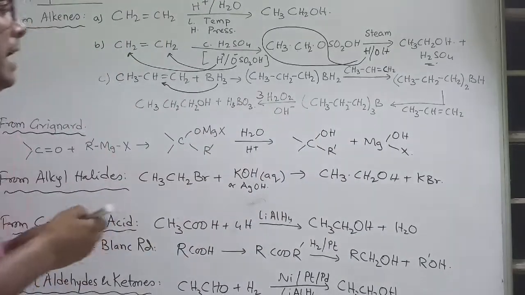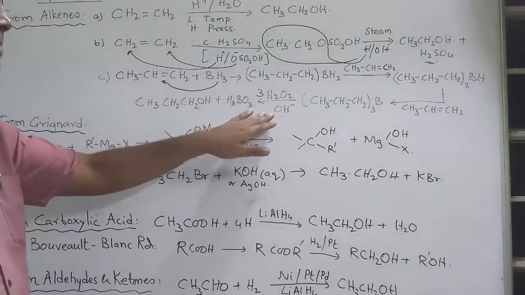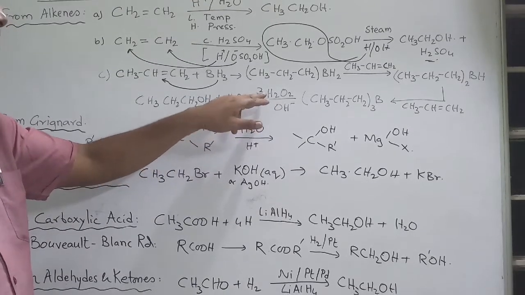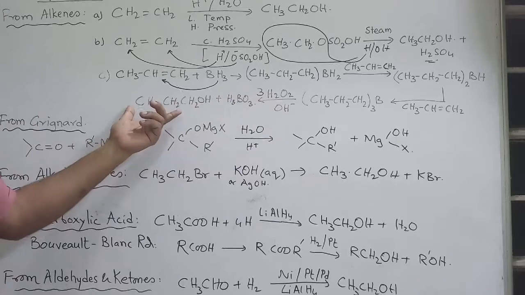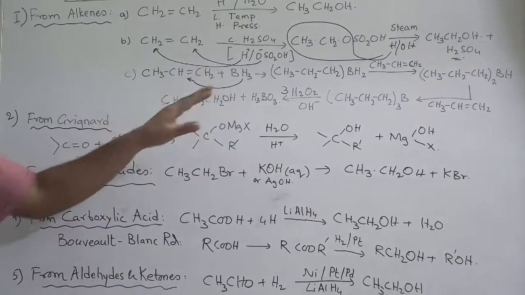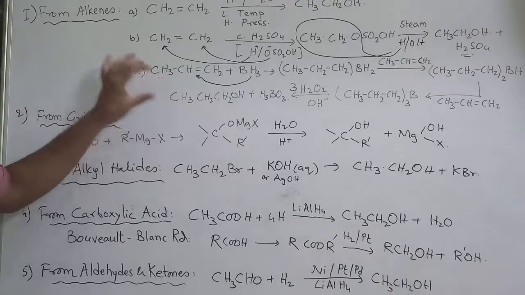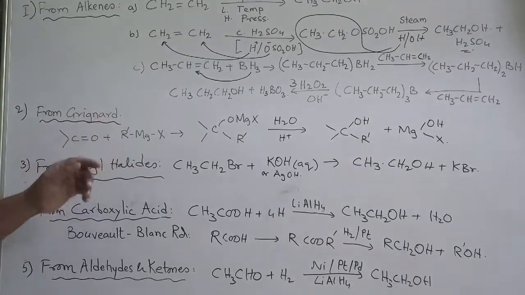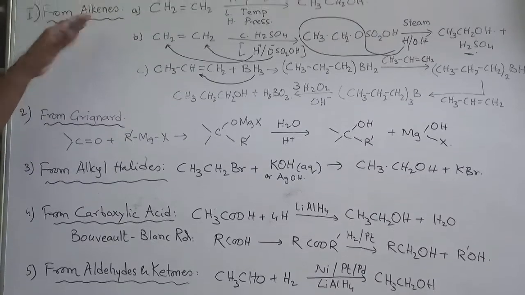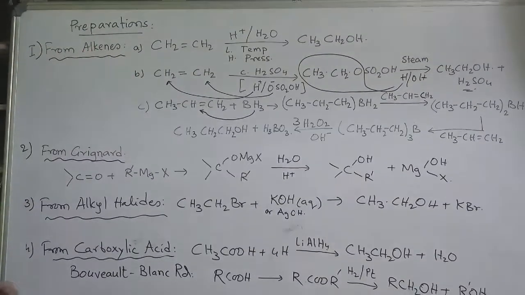When the same thing happens, the third hydrogen is replaced. And when we allow it to pass through caustic potash or any caustic alkali, in the presence of hydrogen peroxide, you get back the alcohol with boric acid. So boric acid together with the ethyl alcohol. These are the 3 different ways in which we get alcohols from the alkenes.